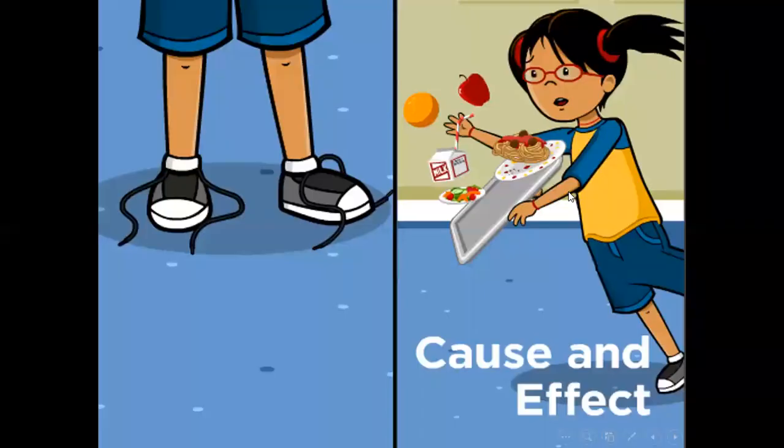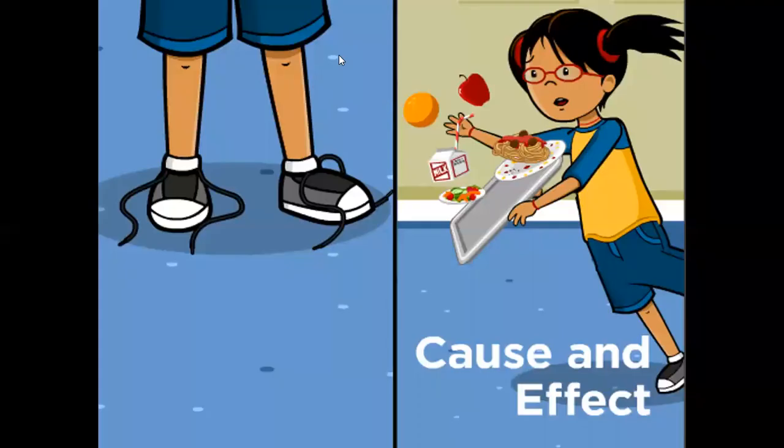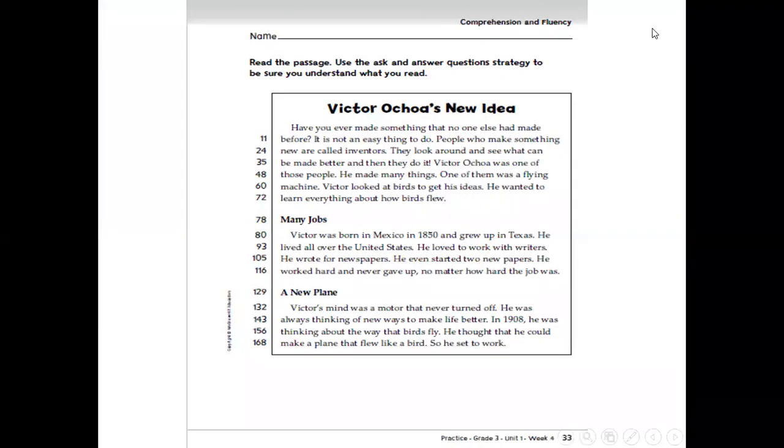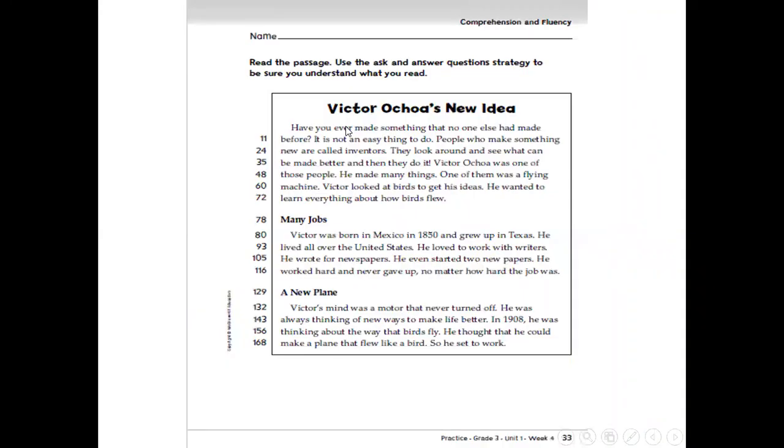Now get your Turn and Practice book. I forgot to put the picture of the book. You know, get your Turn and Practice book. Do you need me to add a picture for the book? Let me add it. I added a picture for the book. So get your Turn and Practice book and open page number 33.